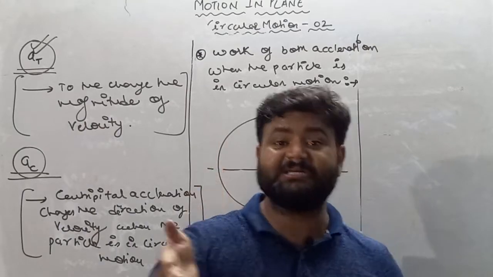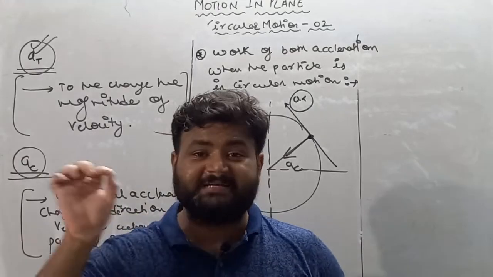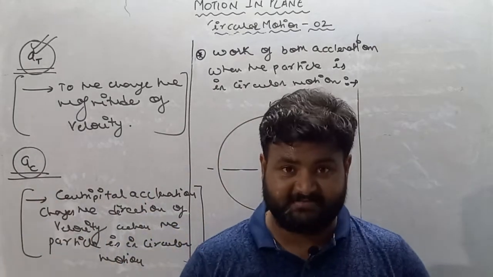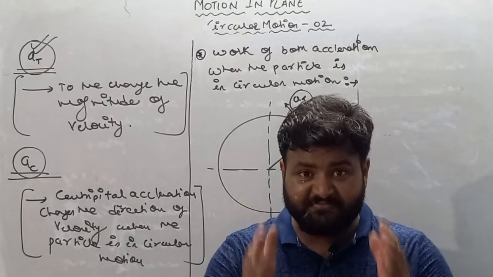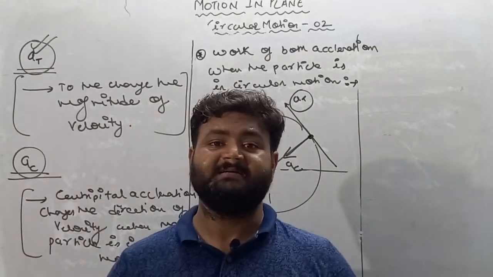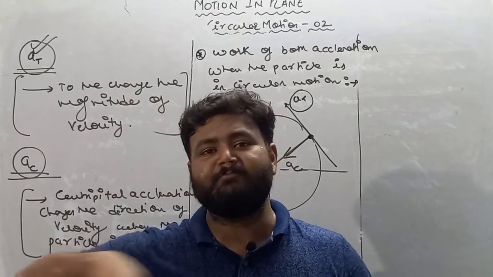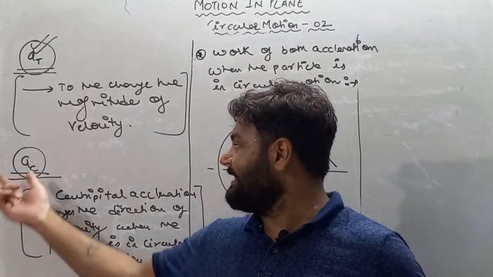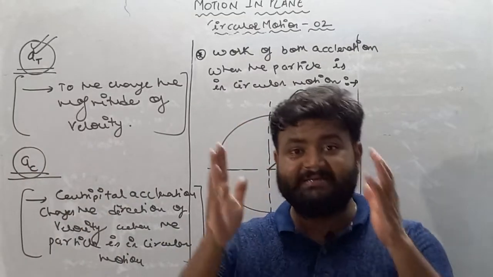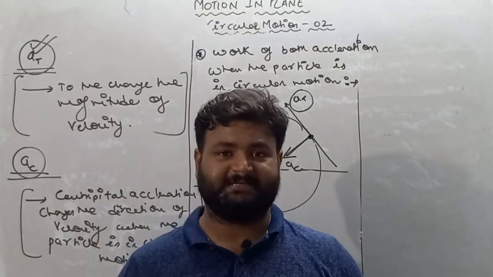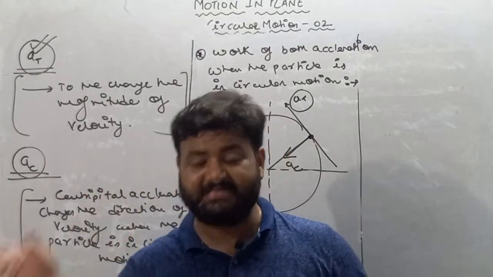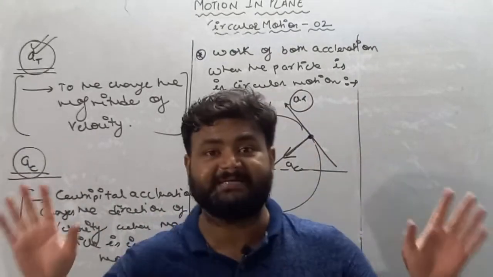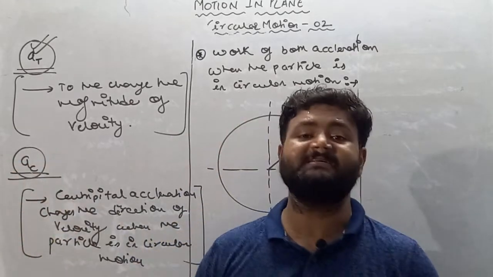So if the direction of velocity changes when the particle is in circular motion, it implies the particle carries centripetal acceleration. I am repeating once again, my dear student: if the direction of velocity is changing in the circular motion performed by the particle, then we will say the particle carries centripetal acceleration. If the direction of velocity is not changing, then we will say centripetal acceleration is not acting. The value of centripetal acceleration is 0.